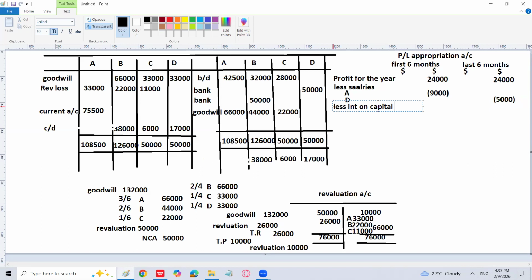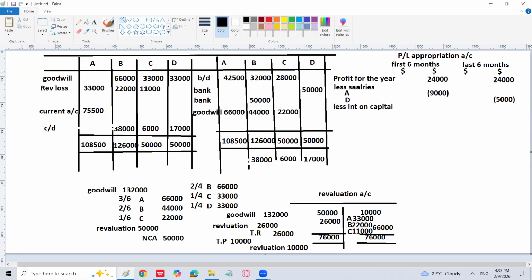So remember this, that when current account is given in the question, it means all the things relating to profit or salary or interest on capital or interest on drawing will be dealt through current account rather than capital account. So there is no reason to go for salaries and interest on capital in capital account. They will come only when you are not maintaining current accounts.